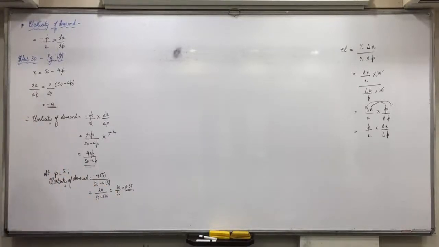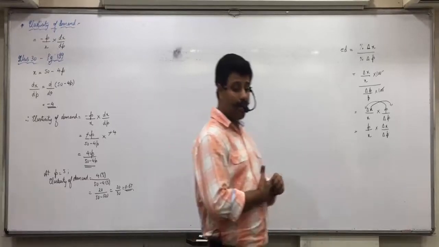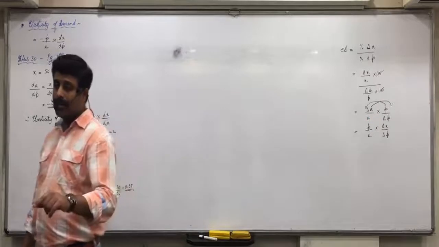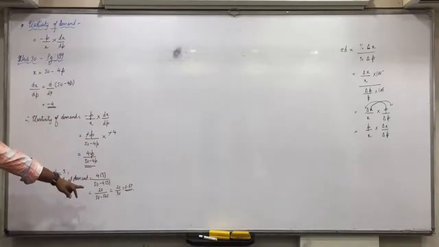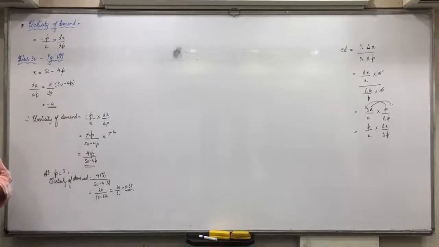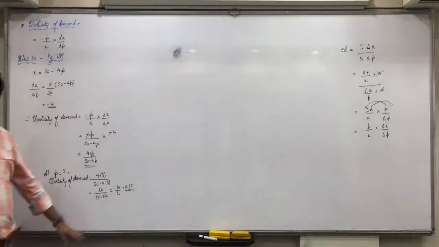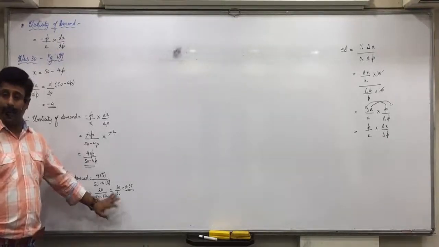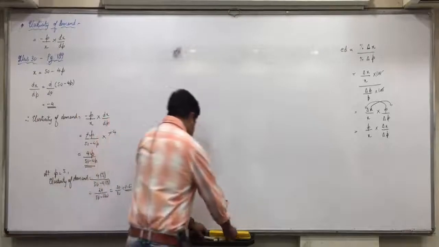Okay, so right below that. If price changes by 1%, then demand will change by 0.67% in the opposite direction. Means if price increases, demand will decrease. If price decreases, demand will increase. Did you understand this? Now listen, everyone.